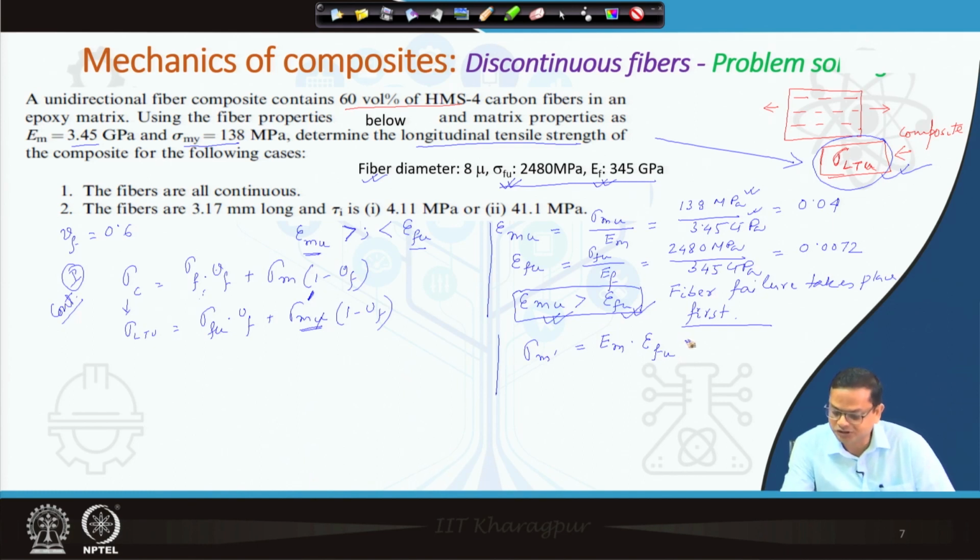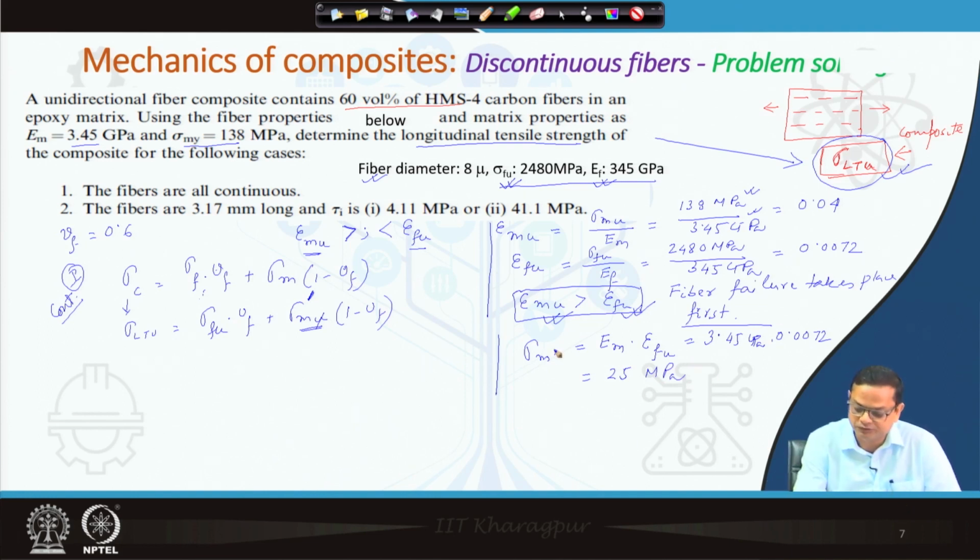Okay. So, that will be equal to, you can again plug in the values, Em equal to 3.45 GPa multiplied by epsilon fu, you have already calculated epsilon fu, that is 0.0072, and from here you get the value of sigma m dash as 25 MPa, approximately 25 MPa.